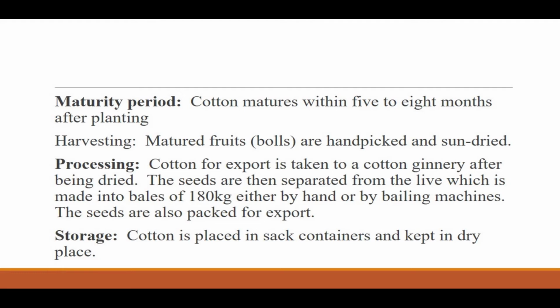The seeds are then separated from the lint, which is made into bales of 180 kilogram, either by hand or by baling machine. The seeds are also packed for export. How do we store this cotton? Cotton is placed in sack containers and kept in dry place.